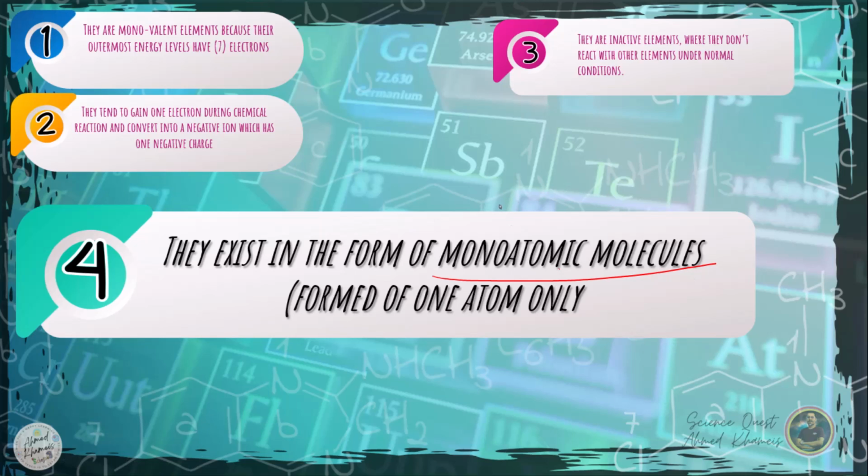So if we try to write any inert gas, we write neon, we write helium, 1 atom, because it's stable and doesn't form chemical bonds.